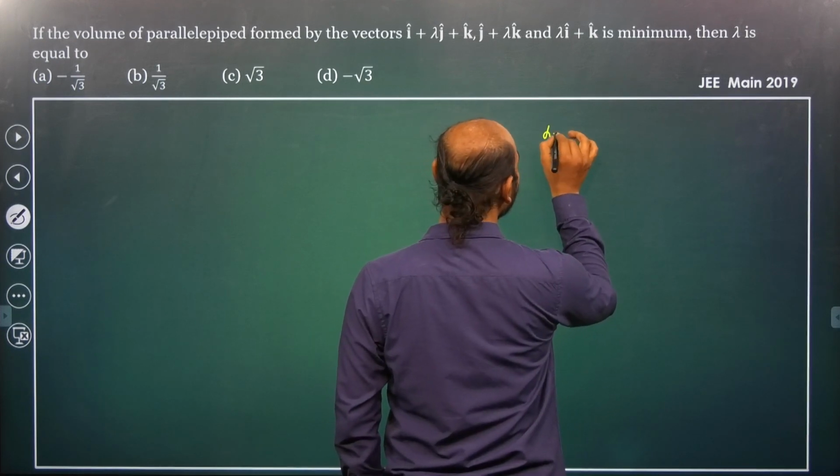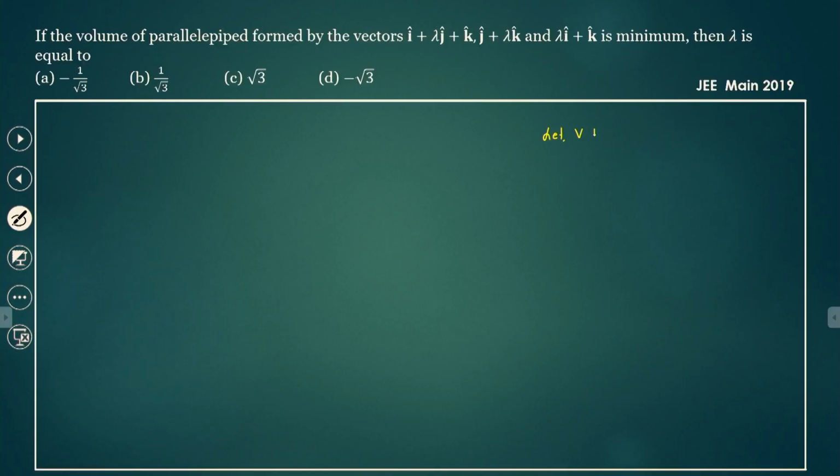Let V be the volume. So V will be expressed as the determinant, the scalar product of these three vectors, or in other words the determinant with the first row 1, lambda, and the K component, that's 1. Then we have the I component as 0, J component 1. For the second vector it is lambda, 0, 1. So this is the determinant, right?